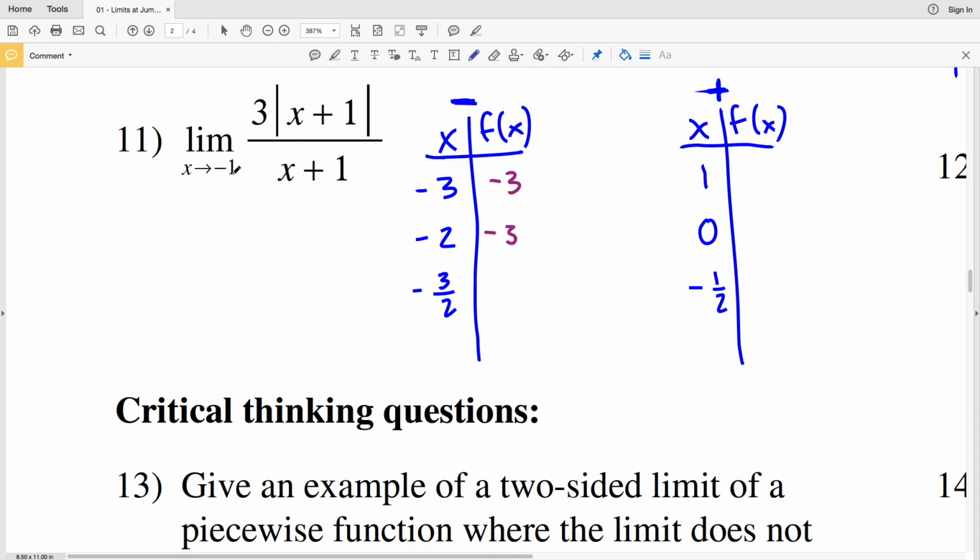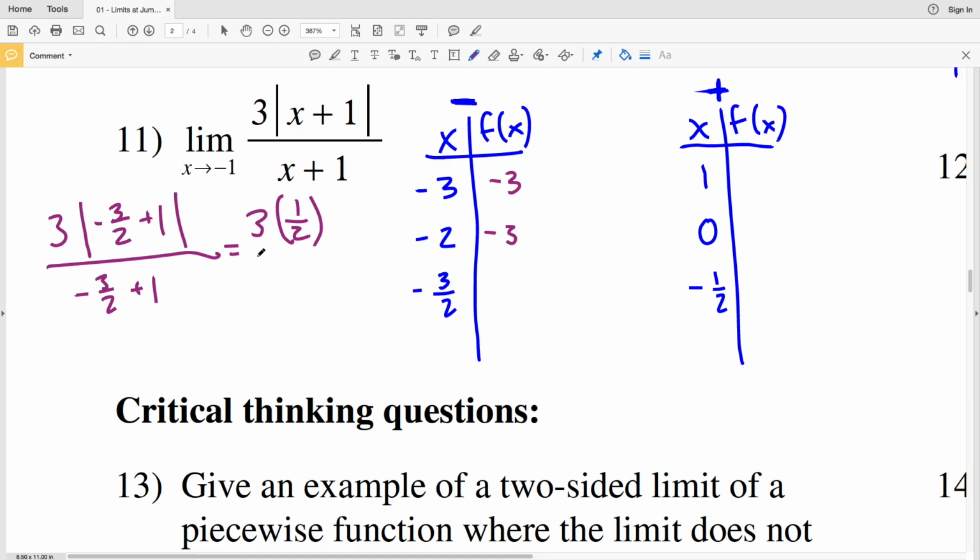Now we'll look at negative 3 halves. We'll have 3 times the absolute value of negative 3 halves plus 1 all over negative 3 halves plus 1. Negative 3 halves plus 1 is negative 1/2, but the absolute value of negative 1/2 is a positive 1/2, and we're dividing that by negative 3 halves plus 1, which is negative 1/2. 1/2 divided by negative 1/2 is a negative 1.